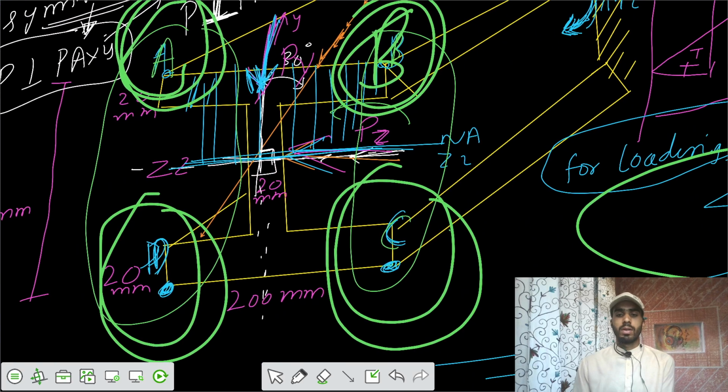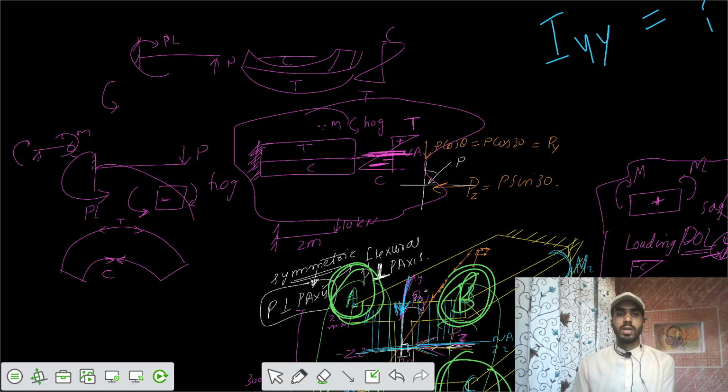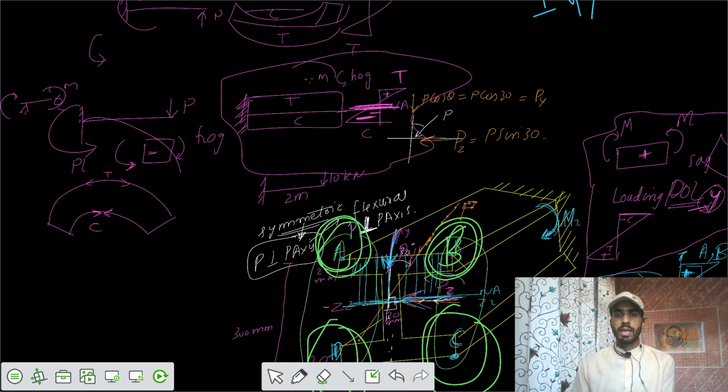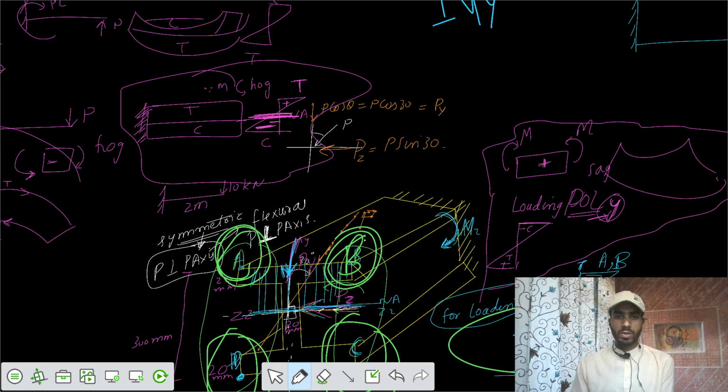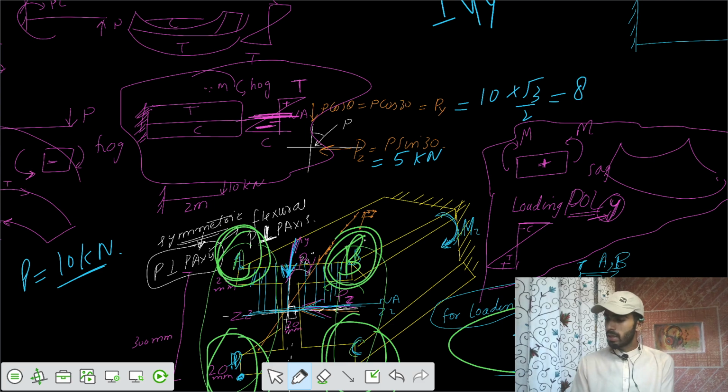So we need to calculate the components. The components are P cos theta and P sin theta. Is the value of P given? Yes, the value of P was equal to 10 kilonewton. That means Pz would be equal to 5 kilonewton, and Py would be equal to 10 into root 3 by 2, that equals 8 point something. Let's keep it as it is.